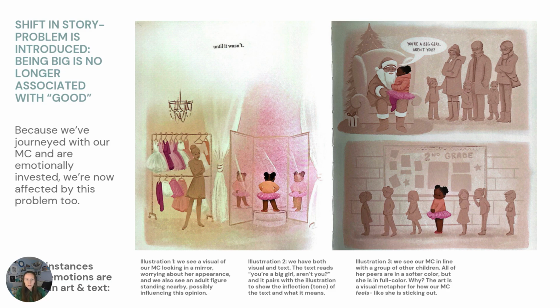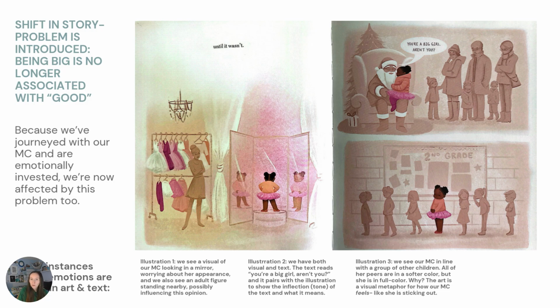So we have 3 instances where emotions are shown in the art and text here, and we're going to go through them one at a time. So illustration 1 on the left, we see a visual of our main character looking into a mirror and worrying about her appearance. And we also see an adult figure standing nearby, possibly influencing this opinion.